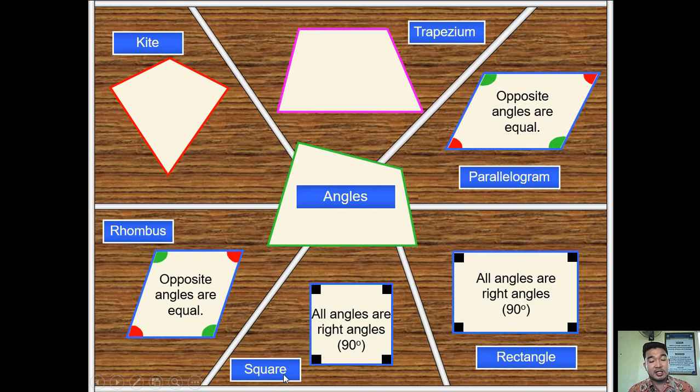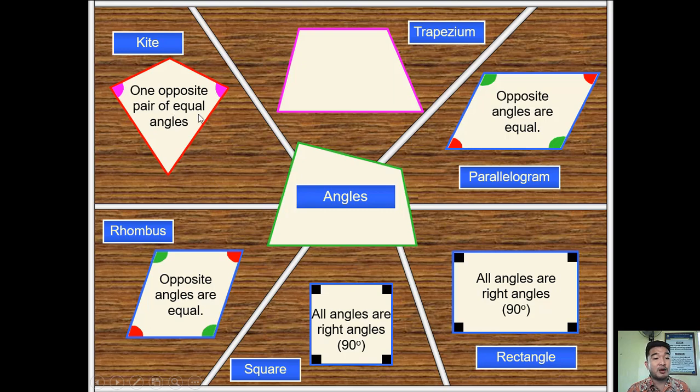Ito yon, si square. Kasi pag pinagsama mo yung properties ni rhombus at yung properties ni rectangle, meron tayong regular quadrilateral, and a regular quadrilateral is a square. When we say regular quadrilateral or regular polygon, ibig sabihin ng regular polygon, all sides are congruent, then all angles are also congruent. We move on to the other type of quadrilateral, which is the kite.